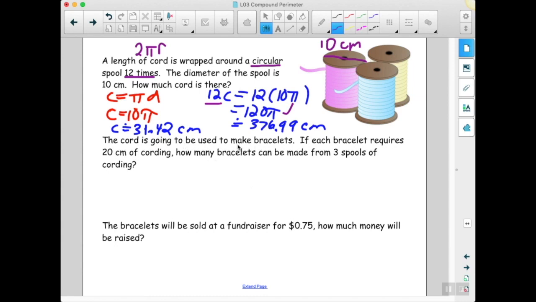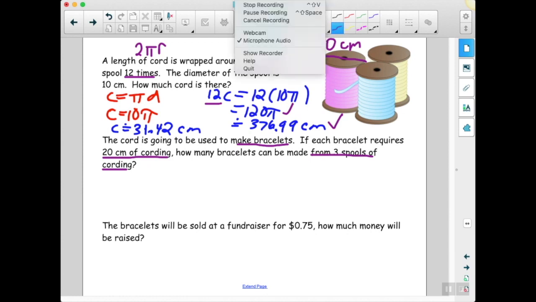The cord is going to be used to make bracelets. Each bracelet requires 20 centimeters of cording. How many bracelets can be made from 3 spools of cording? So to get you thinking, this is the amount of cording in one spool. You don't have one spool, you have 3 spools, and then each bracelet will use 20 centimeters of cording. So I'm going to pause so that you can do some work, and then I'll be doing some work simultaneously.